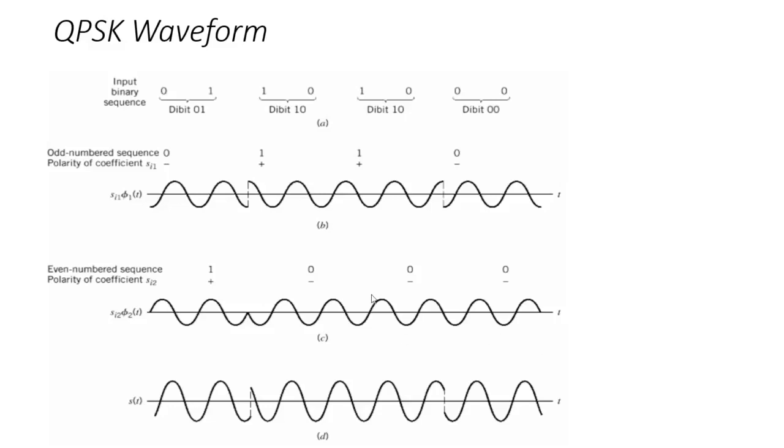In the waveform, if we analyze it, there will be odd and even bits, that is, odd bits and even bits. For phi 1 of t, we are taking the odd numbered bits: first, third, fifth and seventh. For phi 2 of t, or say the coefficient si2, we will take the even numbered bits: second, fourth, sixth and eighth. So these odd and even numbered bits are available for the complete bit duration.